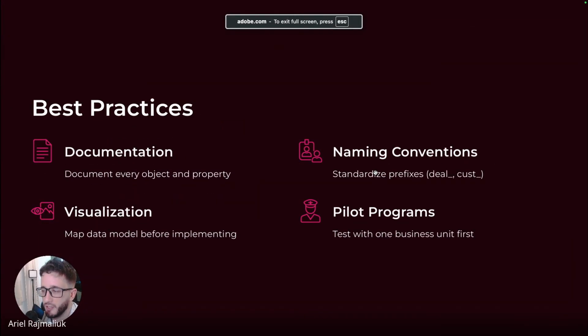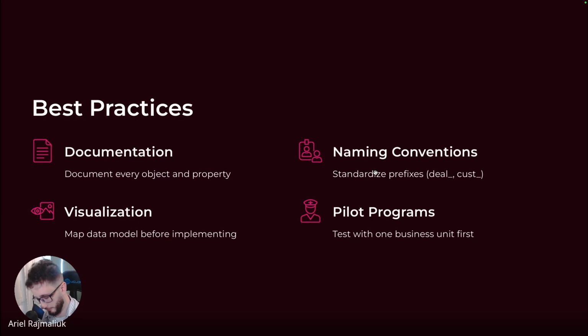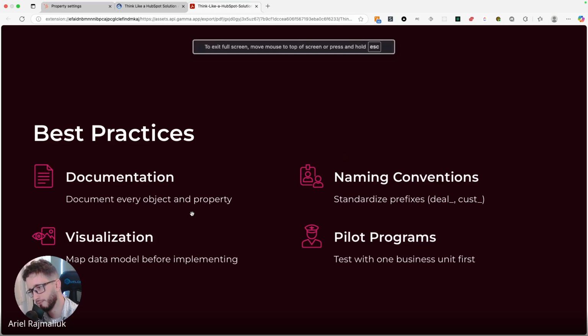Pilot programs, when working with large companies, don't do it fast. Don't tell anyone to adopt that right away. Let's say they have like 20 sales reps, just use 5, and then you expand to the other ones. And then visualization, map the data model before implementing.